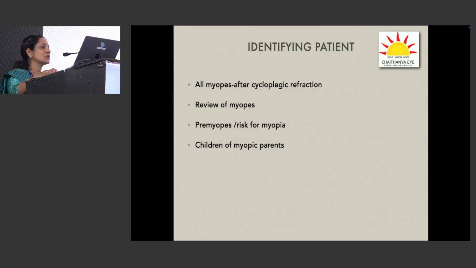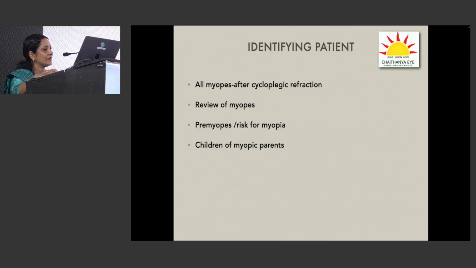So, who are the patients who should be enrolled in the myopia clinic? All myopes after cycloplegic refraction. You can label them as myopia only after a cycloplegic refraction, because we are seeing a lot of pseudomyopes nowadays. Those who are already wearing glasses and are non-myopes can also go directly to the myopia clinic.